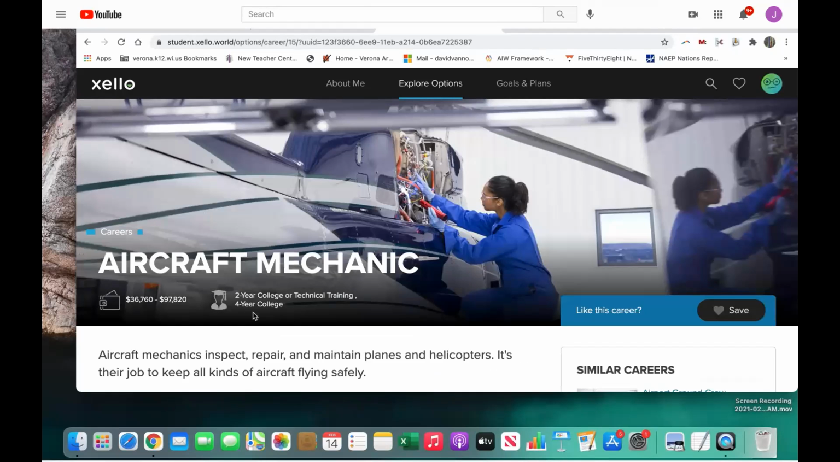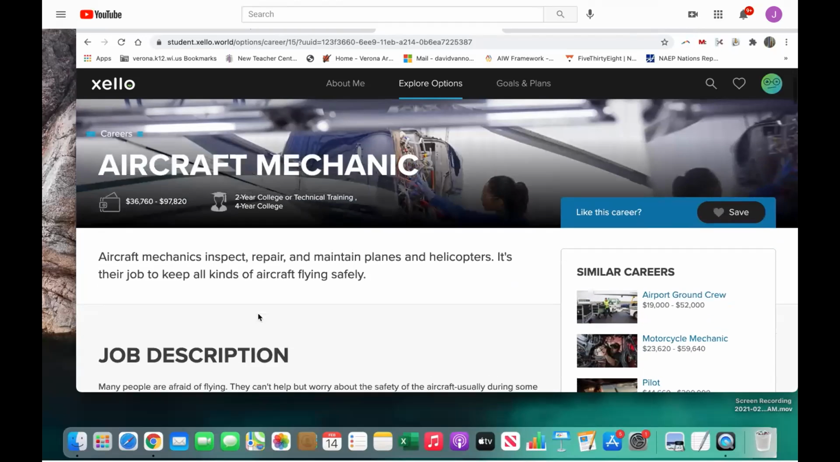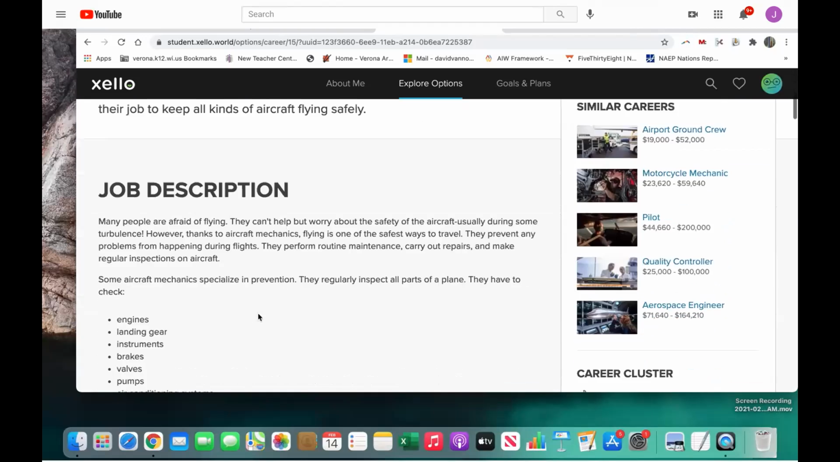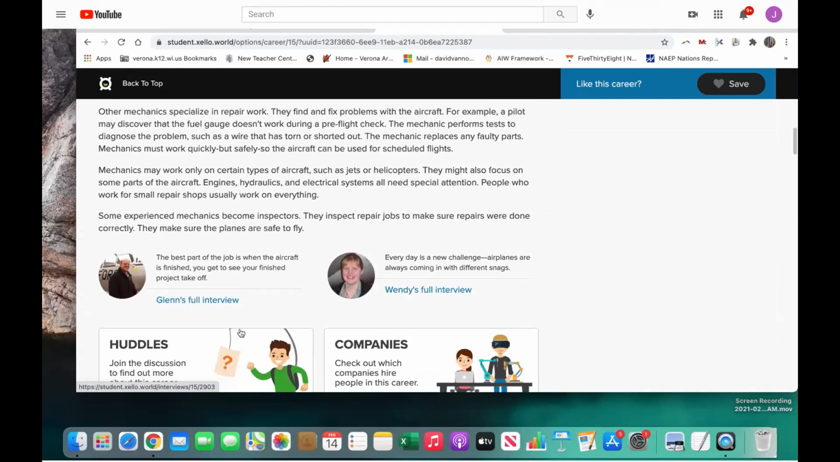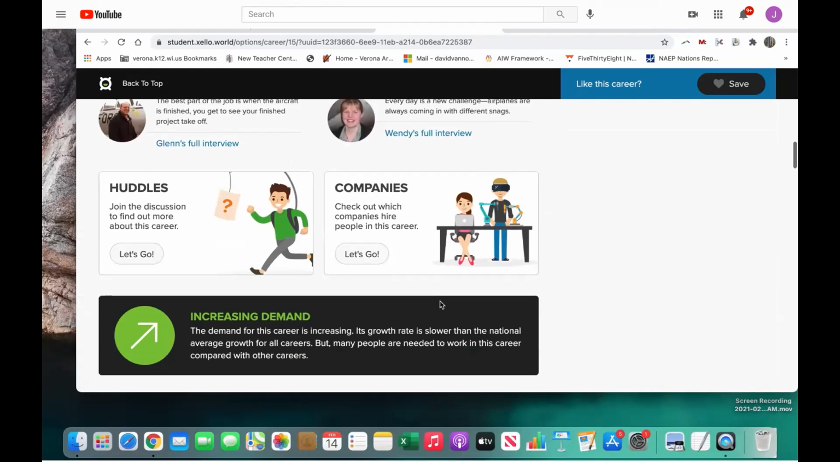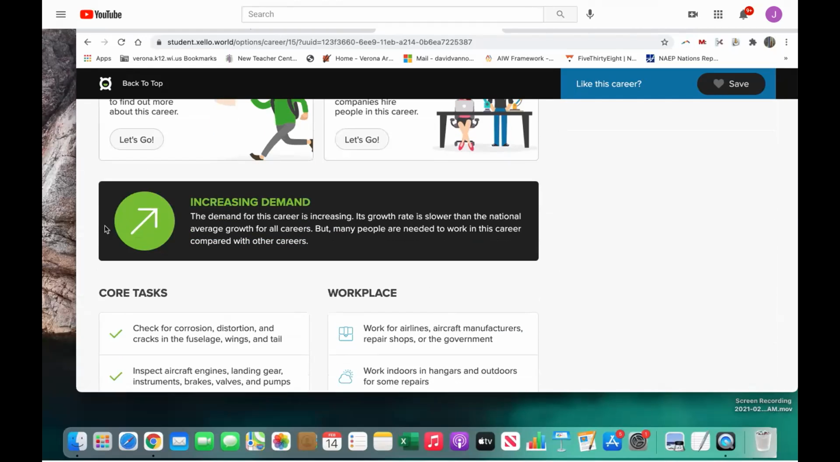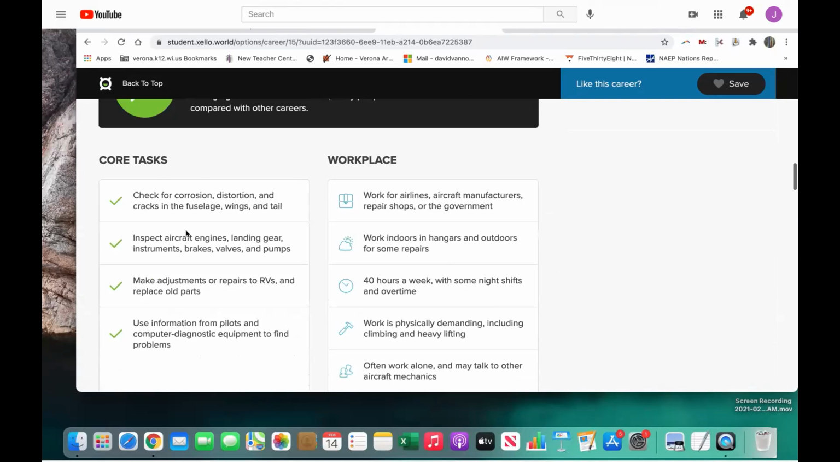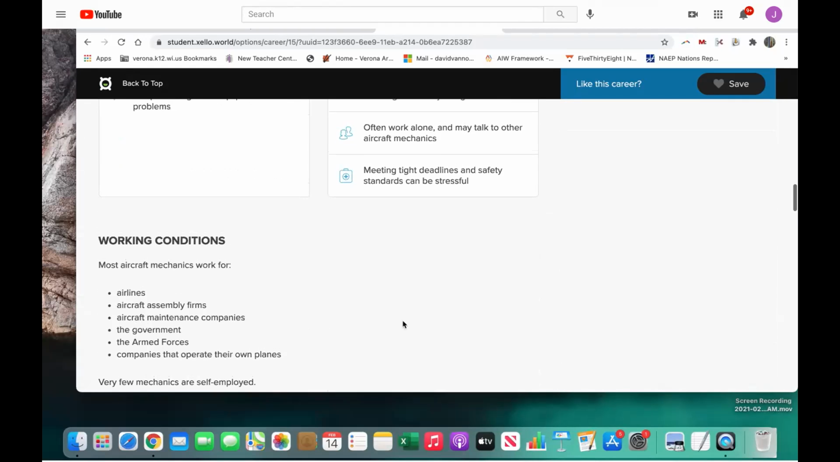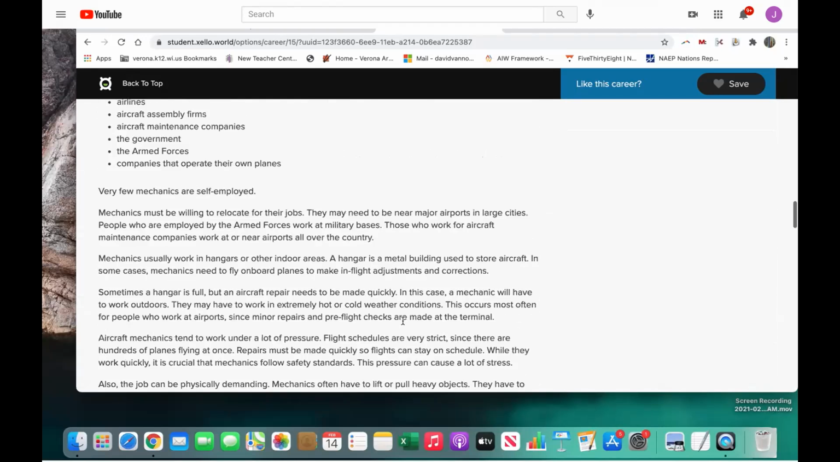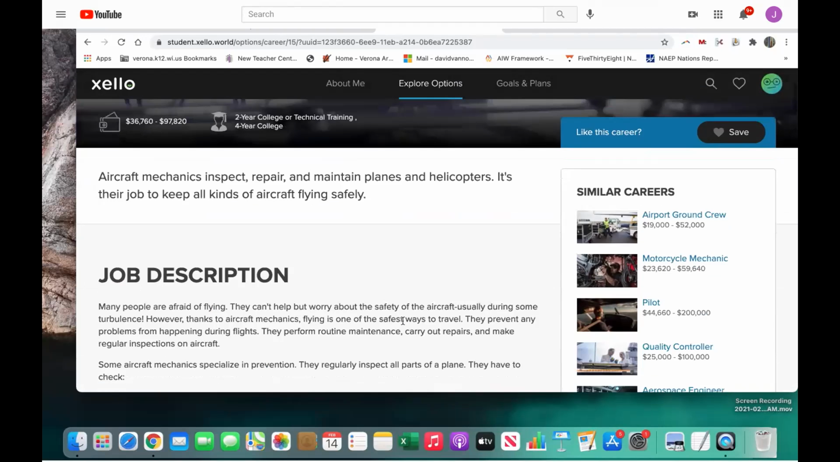So when I click into it, it'll have the salary range, the general amount of education required, and then it gives me all this information, job description. There's interviews with people who've actually done it. It shows that there's an increasing demand for this career, so once I get out of school, it'll be easier to get a job. It'll tell me the core tasks, what you'll do on a daily basis, what the workplace is like. So all this sort of stuff, workplace conditions, it's just a really rich resource.